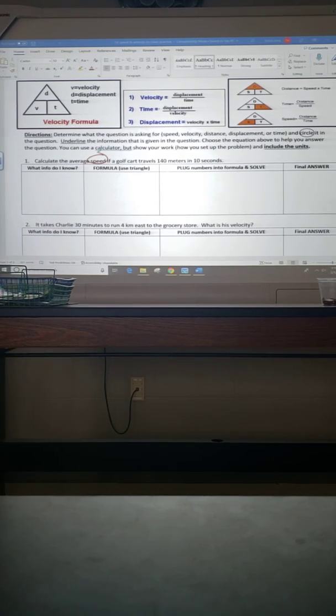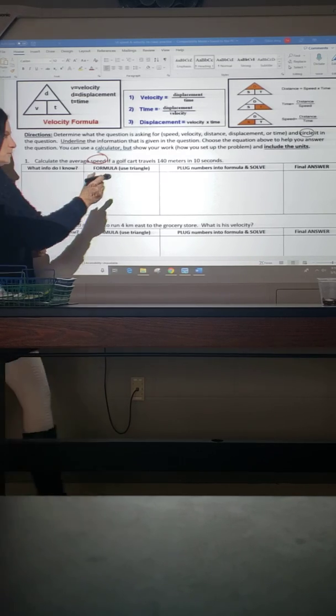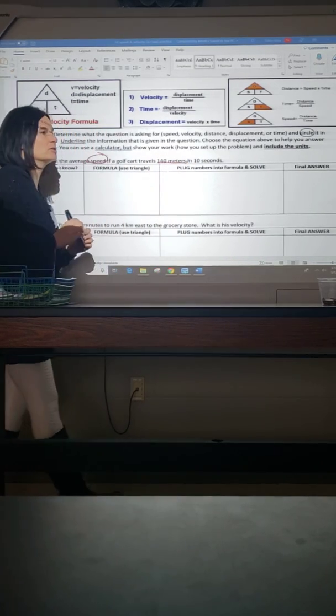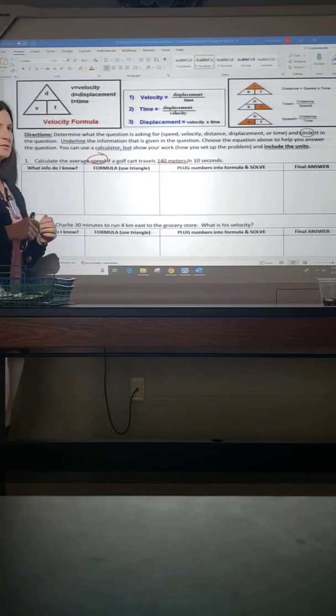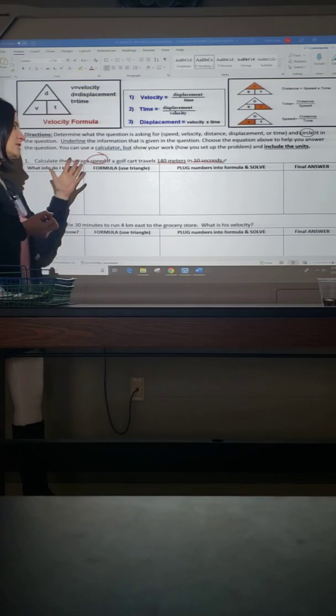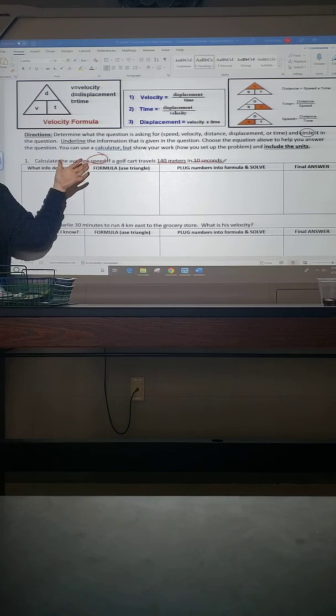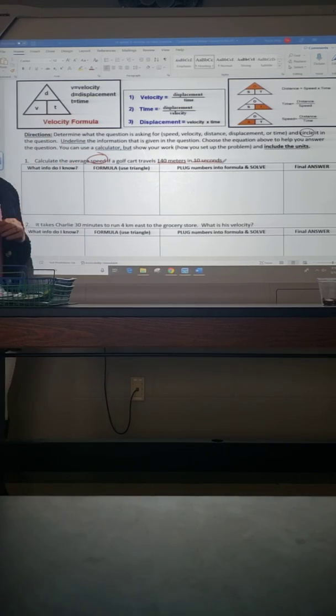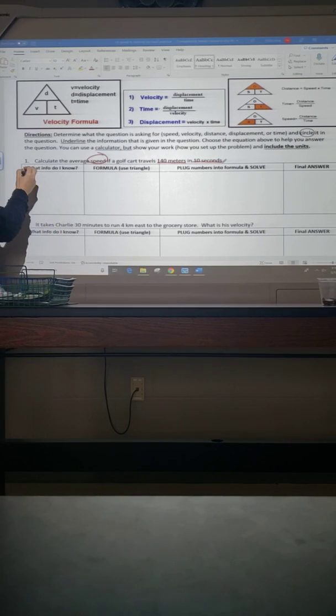Charlie, give me something that is given in this problem. 140 meters. Good, 140 meters. Give me something else that is given. Okay. Now, this one was pretty easy because we didn't have to decode anything. It comes right out and says, what is the speed? So speed is going to be our unknown. With speed, we hopefully have a distance and a time also.